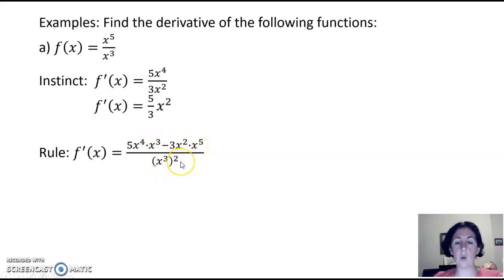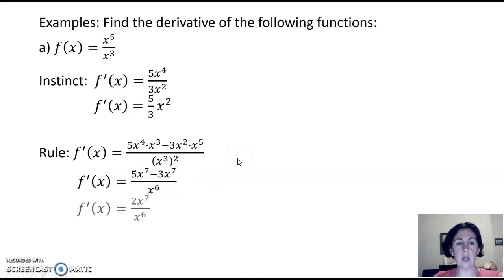And x cubed squared would be x to the sixth. These are like terms. We can go ahead and subtract those, and we get 2x to the seventh over x to the sixth. And again, like bases being divided, we can subtract their exponents, and that would give us 2x to the 1, or just 2x.